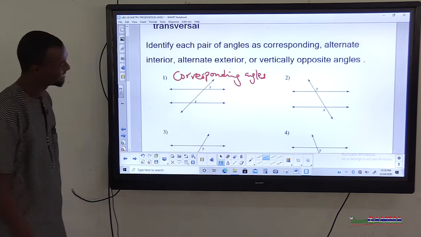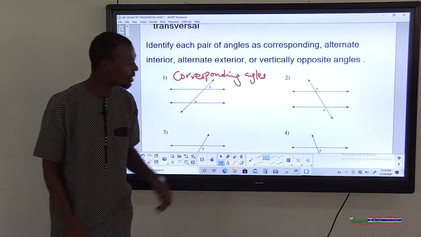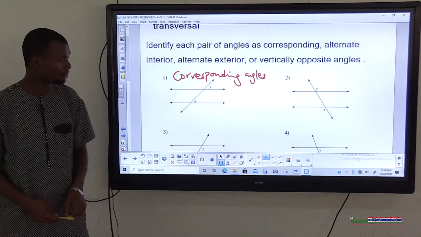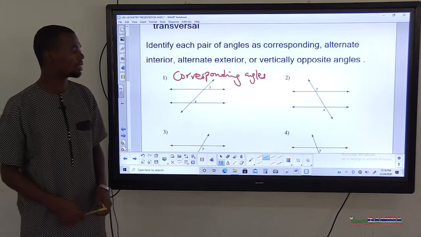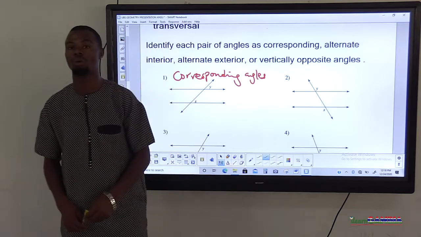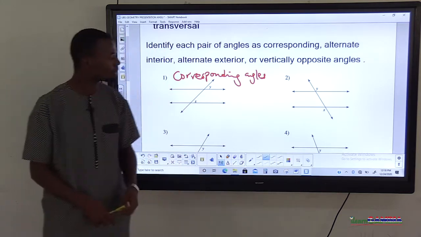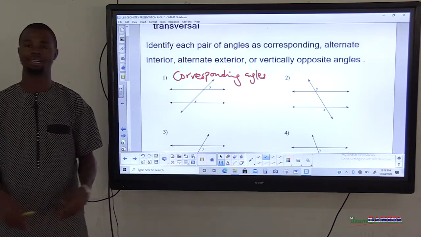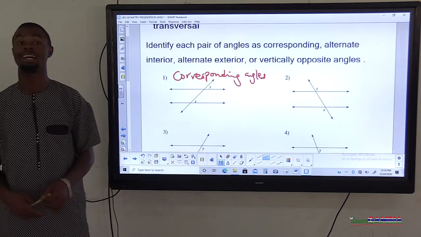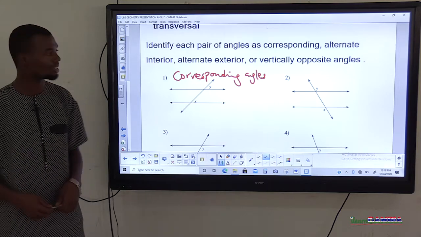Alright, number 2, we have angle Y and angle X. They are all exterior angles. You can see Y is an exterior angle and X is an exterior angle outside the parallel lines. So if the angles are outside the parallel lines, they are called exterior angles. On different sides of the transversal, they are called alternate exterior angles.